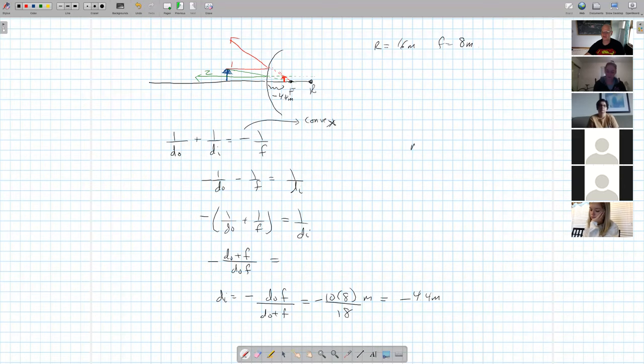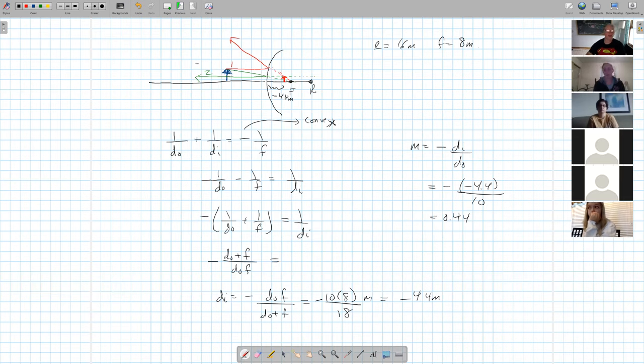For magnification, we know the magnification is equal to negative the image distance divided by the object distance. So it's going to be a negative of a negative 4.4 divided by 10. That means the magnification is going to be a positive 0.44. So that means it's going to be a little less than half the size of the actual object itself. Okay, so not too bad.